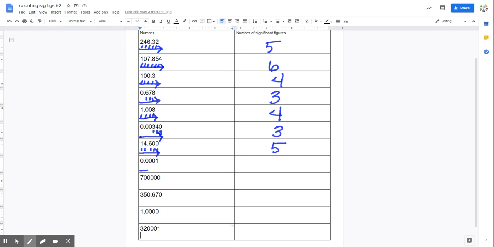Next, we go from 0. Again, it has a decimal place, so we're going from left to right. Our first non-zero is this 1, so this only has 1 significant figure.